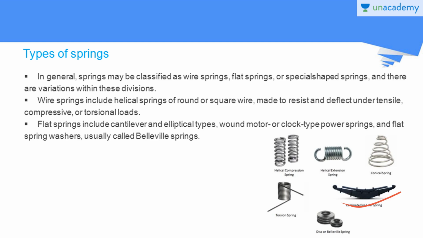Depending upon our requirement, our purpose, we select the type of spring. If we want to resist compression, we have to use helical compression springs. If we want to resist extension, we have to use helical extension springs, and if we have to resist torsional loading on any mechanical element, we have to use torsional springs.